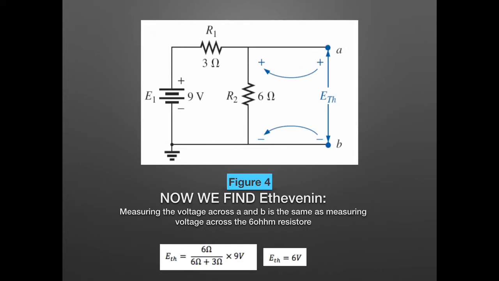It is important to note that the total resistance in this case is not the same as the previous total resistance because we are not calculating it from the open terminals, but from the source voltage. We use the formula E Thevenin is equal to 6 ohms over 6 ohms plus 3 ohms times 9 volts, which is equal to 6 volts.